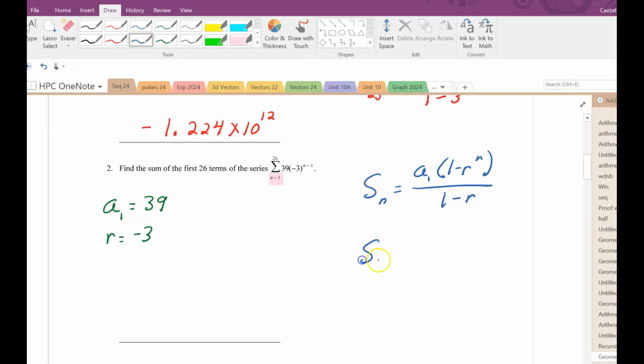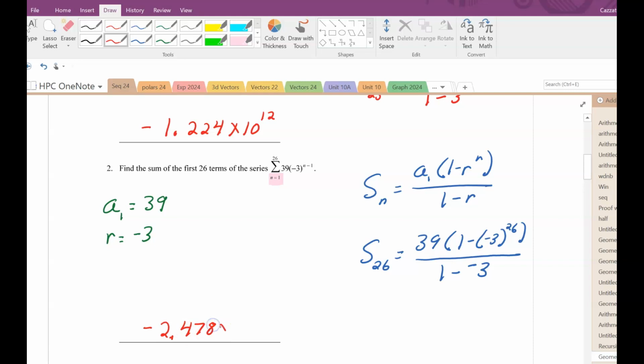So then the sum of the first 26 numbers is going to be equal to 39 times 1 minus negative 3 raised to the 26th over 1 minus negative 3. Doing this on your calculator, you will get negative 2.478 times 10 to the 13th.